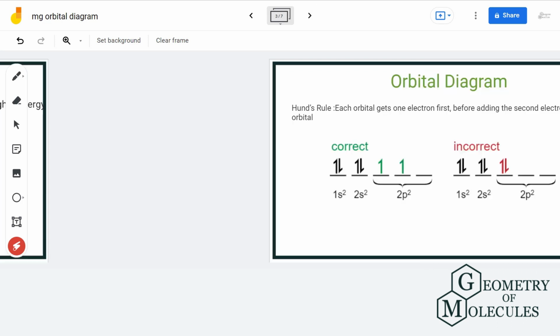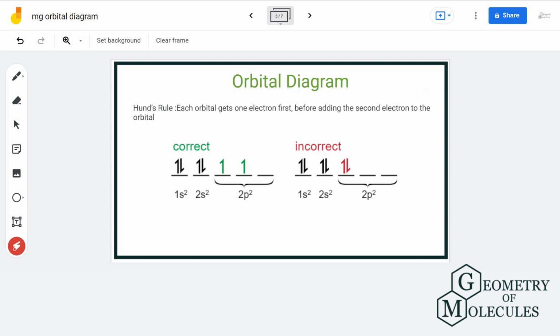Now the second rule is Hund's rule that explains the arrangement of electrons in an orbital of sublevel. Well, electrons tend to be as far as possible from each other so as to minimize the repulsion. So if there is a case where there are empty orbitals available in any sublevel, then instead of pairing, they will choose to be arranged separately. Now that makes sense why this arrangement is more stable than this one.